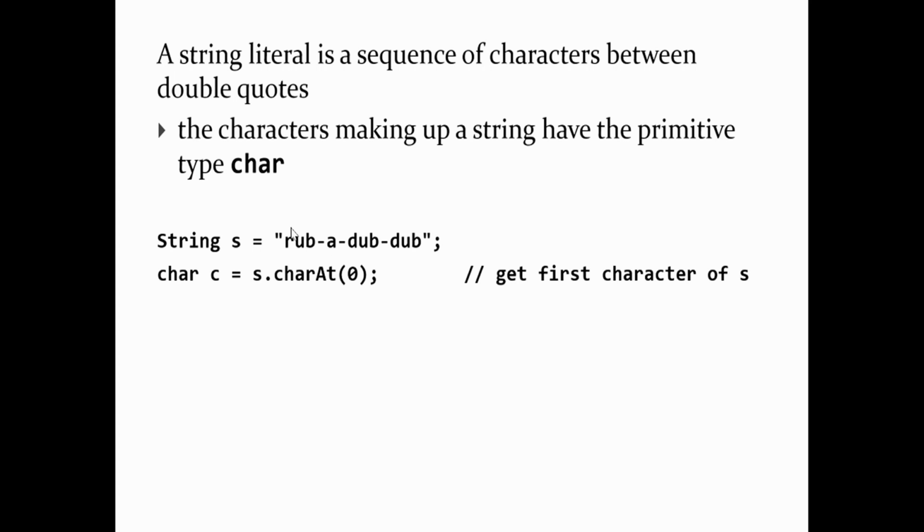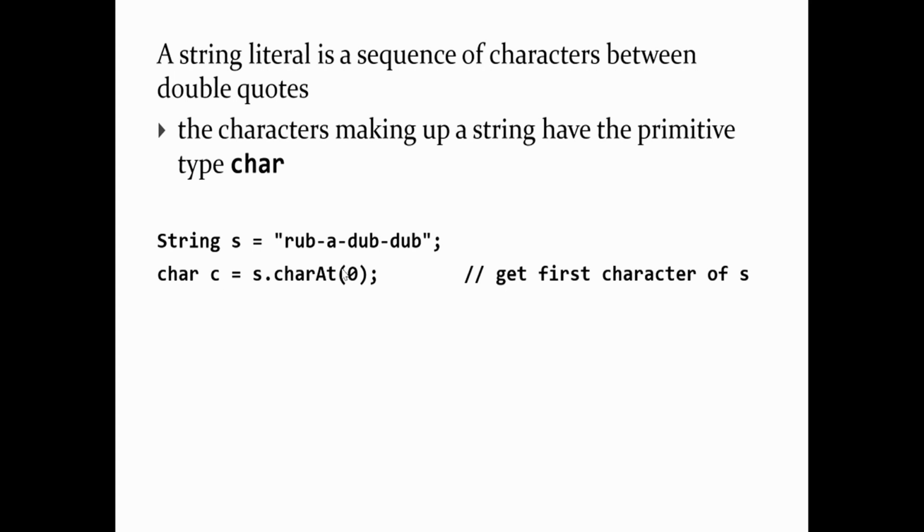Now, each individual character or each individual symbol in that string is what's called a char in Java, little c-h-a-r. So it's a primitive type. If I have the string s, then I can get an individual character from the string using this method called charAt. So s.charAt(0) gives you back the first character of s and stores it, in this case, in the char c.